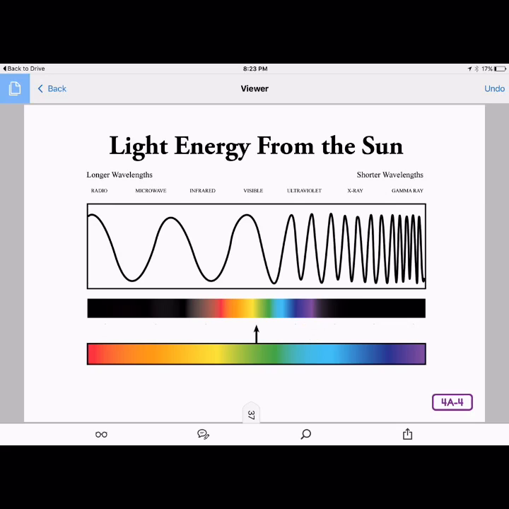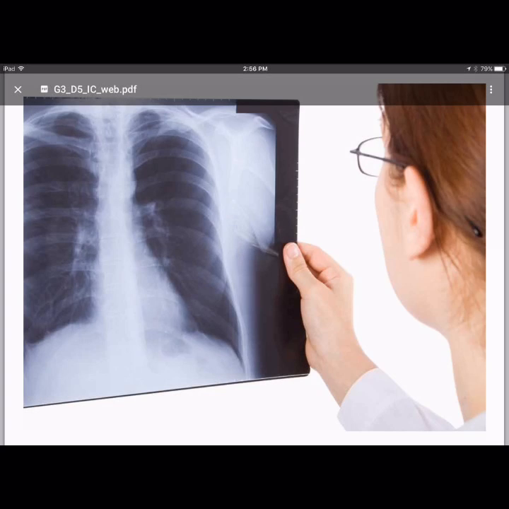Okay. "Some light is invisible, such as X-rays," continued Samuel. Has anyone ever had an X-ray? Whisper to your neighbor if you've had an X-ray or you know someone who has. I'll give you a few seconds.